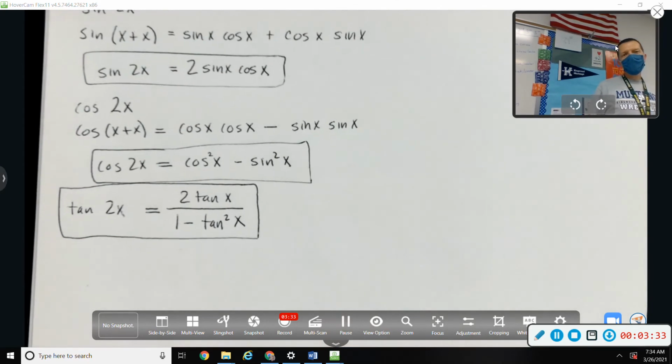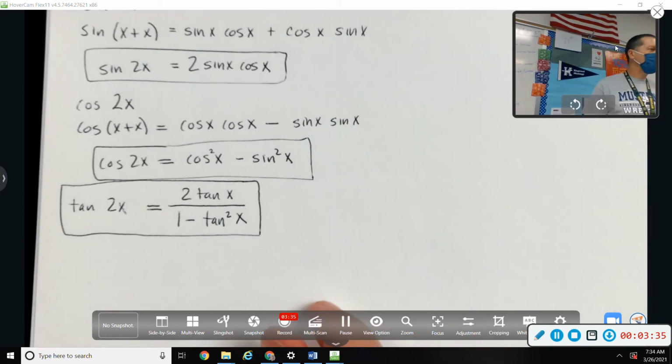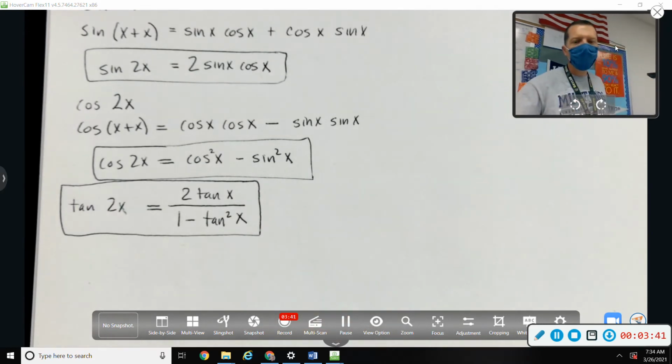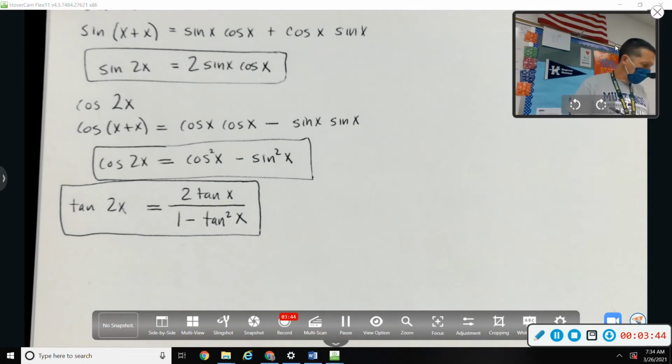All right, so those are 3 more formulas to star or highlight or box or whatever you do to draw your attention to them, so that when you're taking a test you can find them easily and know how to use them.